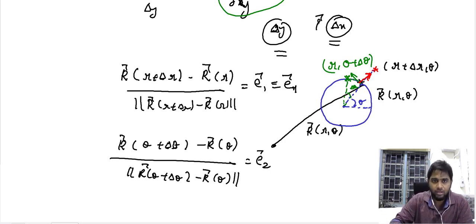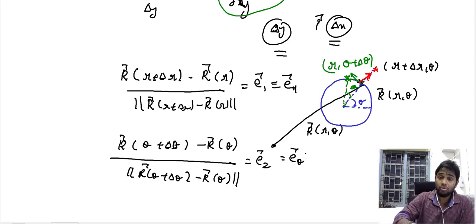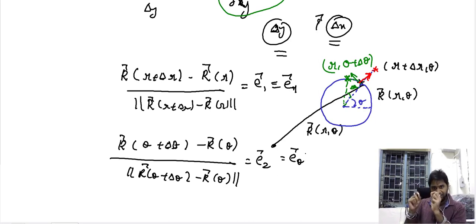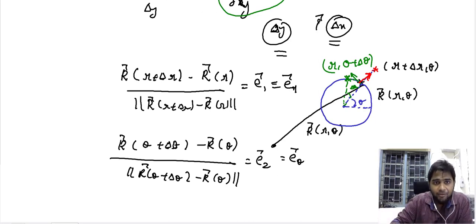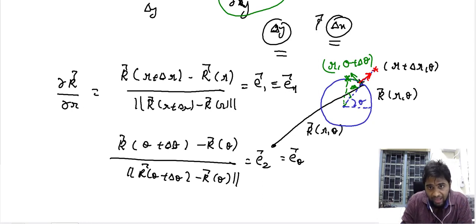So what we then have is two different orthonormal bases, ER and E theta, that are described by considering the partial derivative of r with respect to the specific variable. In this case, the ER unit vector or E1 unit vector is the partial derivative of r with respect to the radial component.